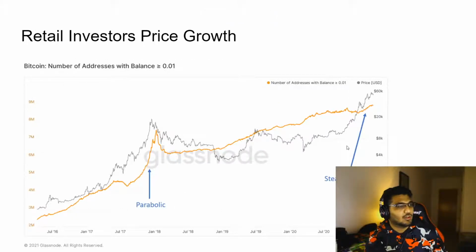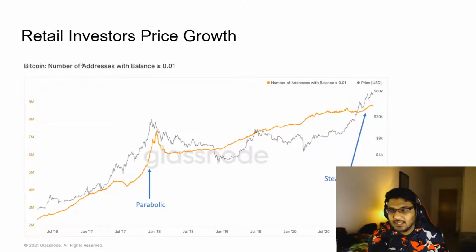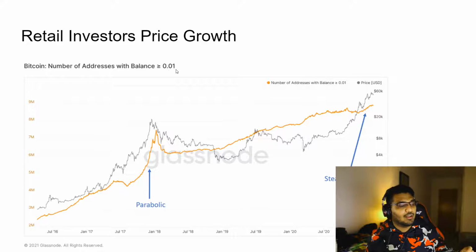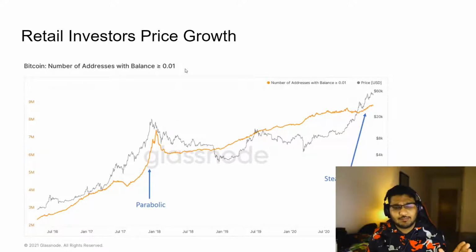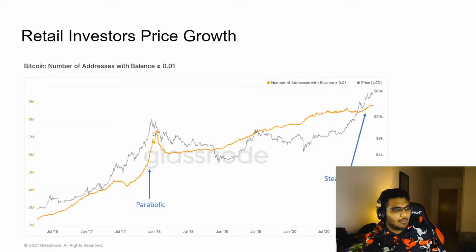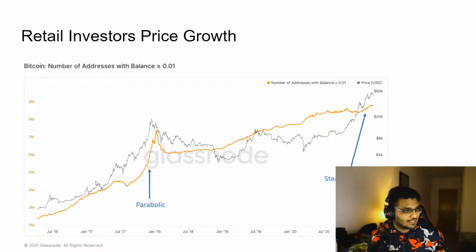So, next one. We're going to look at retail investors' price growth. So, this is the number of addresses with more than 0.01 Bitcoin. Basically it's saying that if an address has more than 0.01 Bitcoin, it's an actual address planning to save and hodl Bitcoin. And you could see usually before an actual market run-up, there's a huge parabolic movement of the number of addresses, and it scales with the graph.